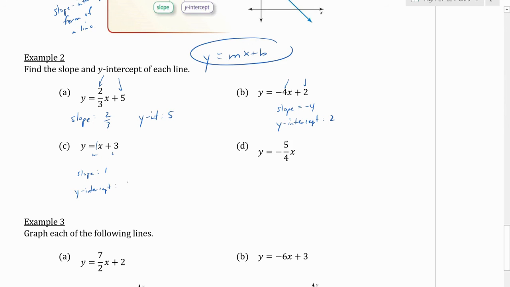m, b. Slope is 1. Y-intercept 3. All right. So we just, hang on, I need to plug in the computer. It's getting kind of dead on me. Let's see. There we go.